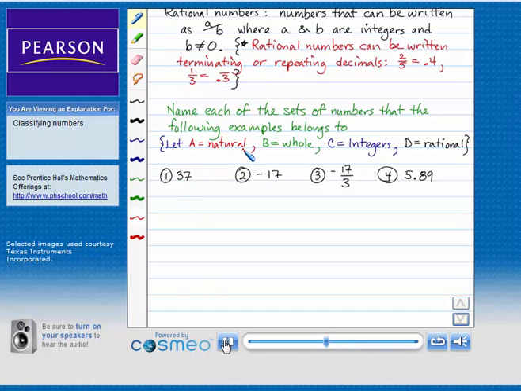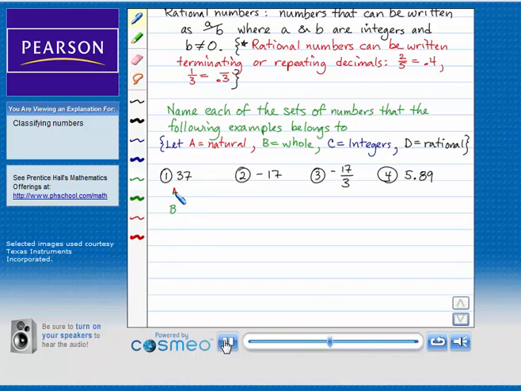Right? Well, it's certainly a natural number. Natural numbers begin with 1 and continue infinitely, so 37 would be natural. Whole numbers are the same as natural numbers, except they include 0, but certainly 37 falls into that category, greater than 0, so it would be A and B.